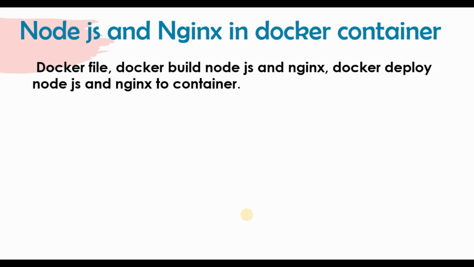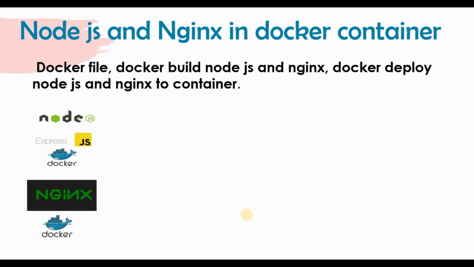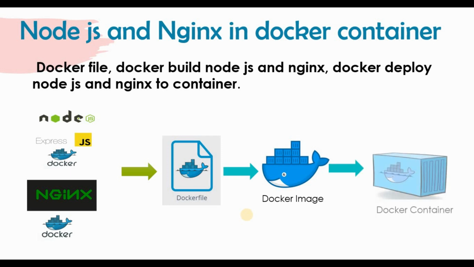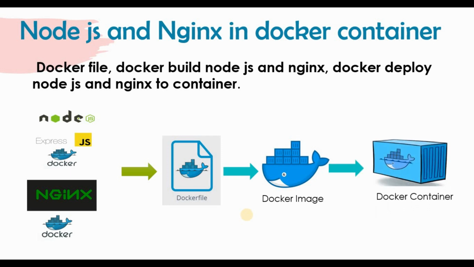we wrote a Dockerfile, we did the Docker build, right, and deployed the container. So for Node.js and Express.js, we created a Dockerfile, then we created a Docker image using the Docker build command, then we deployed it into a Docker container. Okay, so this is just a recap from the previous tutorial.